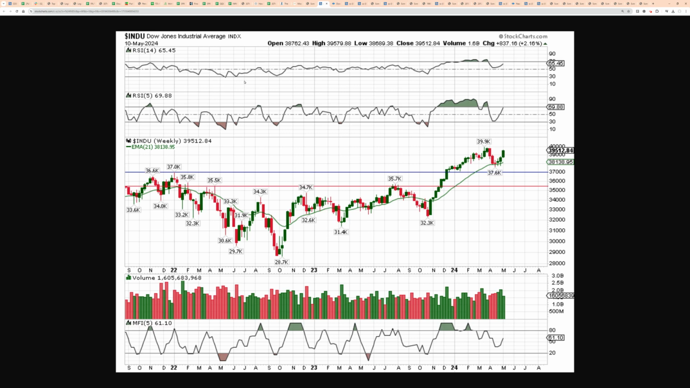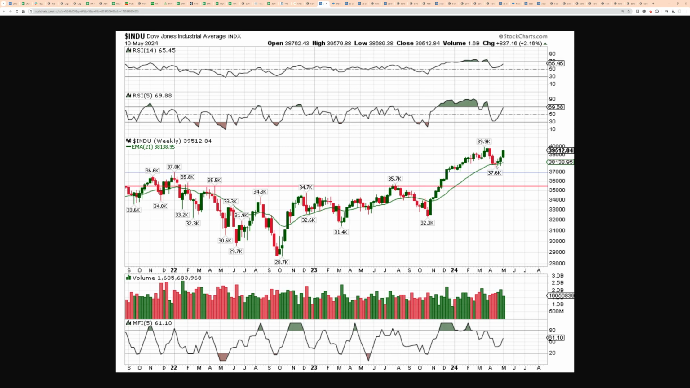Looking here on the Dow Jones, and I'm looking at a weekly chart. Again, 3 green weeks in a row. Possible sell divergence setting up over on the RSI 5. Possible sell divergence setting up over on the RSI 14.